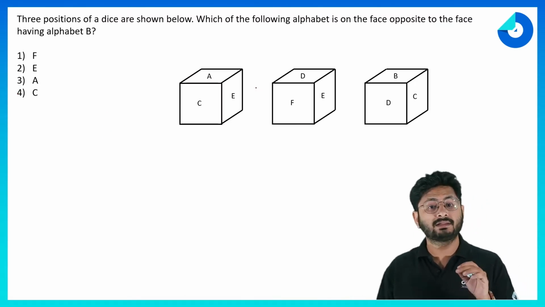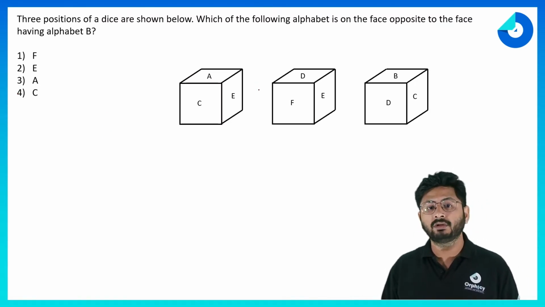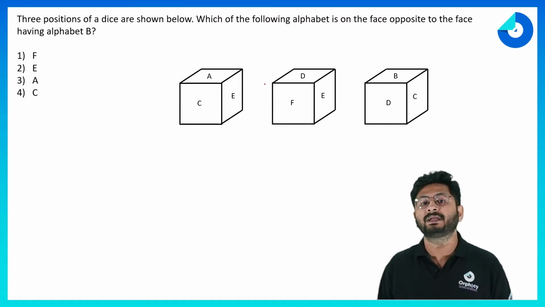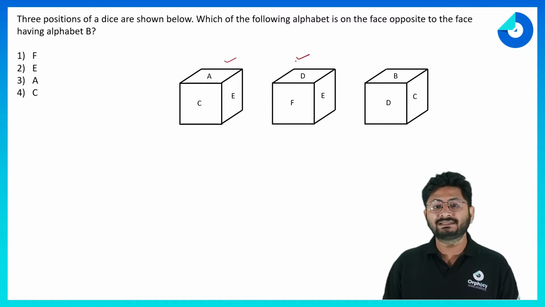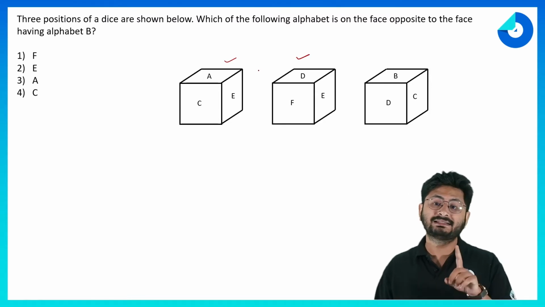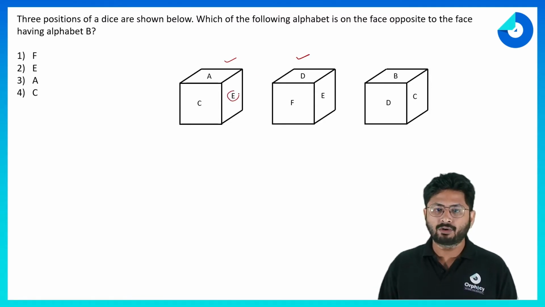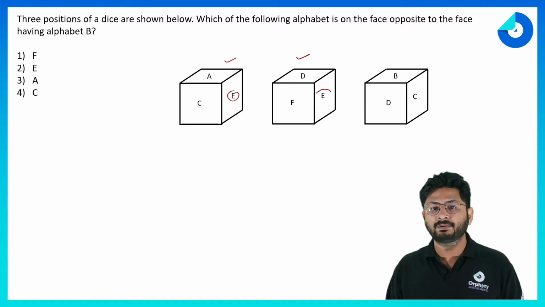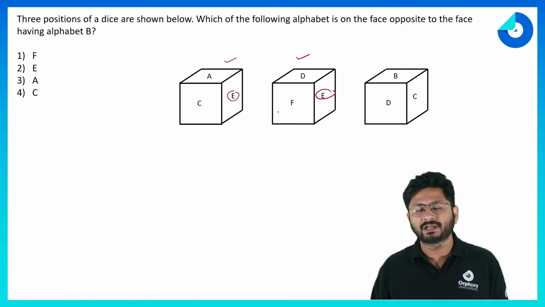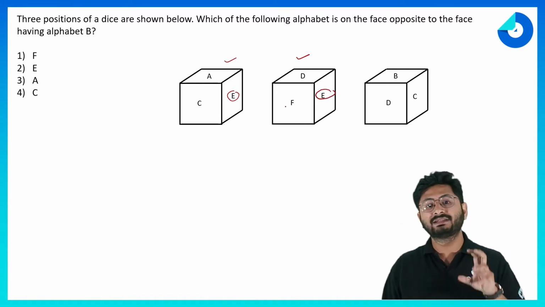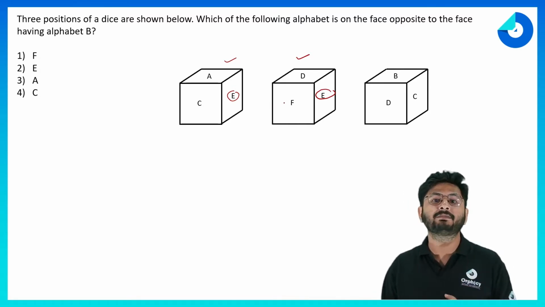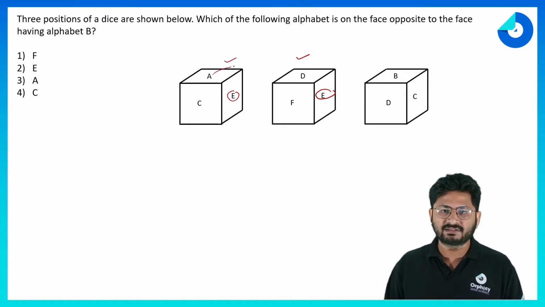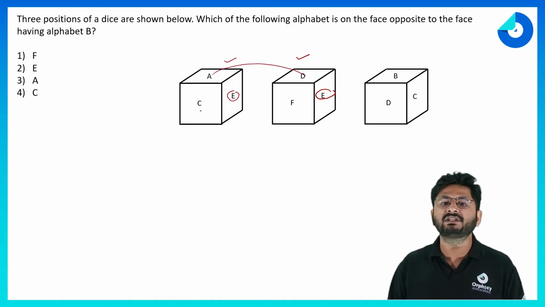So there are 3 positions of a dice are shown below. Which of the following alphabet is on the face opposite to the face having alphabet B? Now, in the first 2 dices, as we can see, E is common and at the same position. E कॉमन अल्फाबेट है और वो सेम पोजीशन पे. सो ऐसा एक रूल होता है. The rule says that if there is a number or an alphabet, same number or same alphabet at the same position, then same position वाले और सभी चीजें opposite to each other होती है.